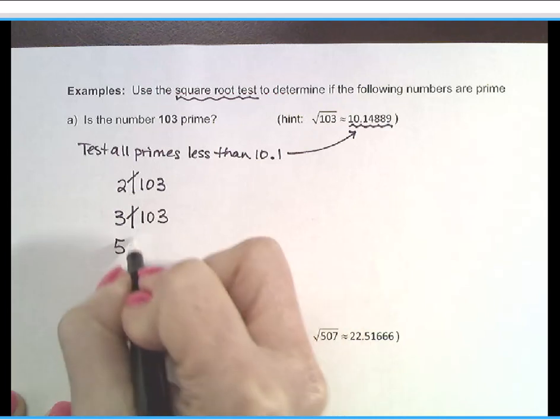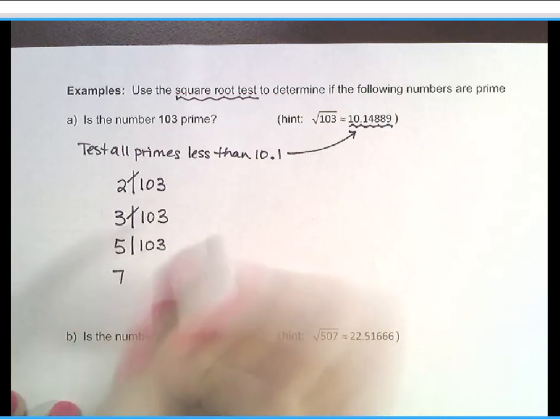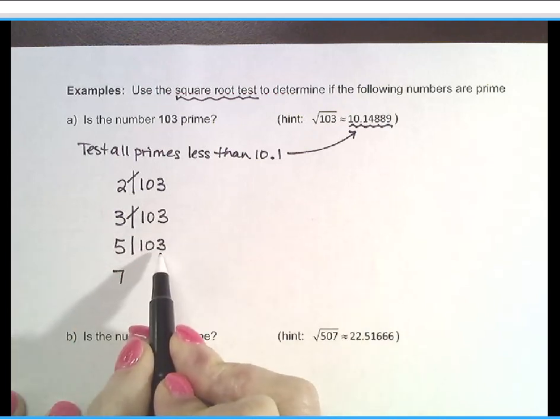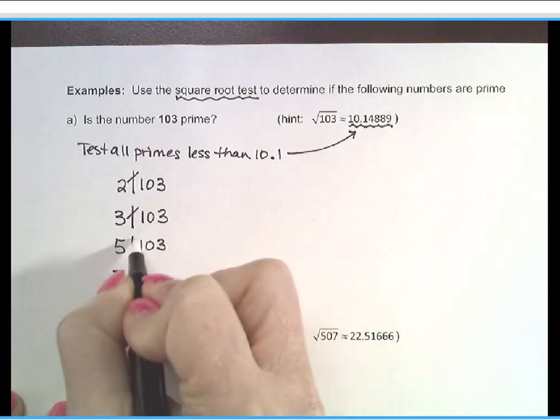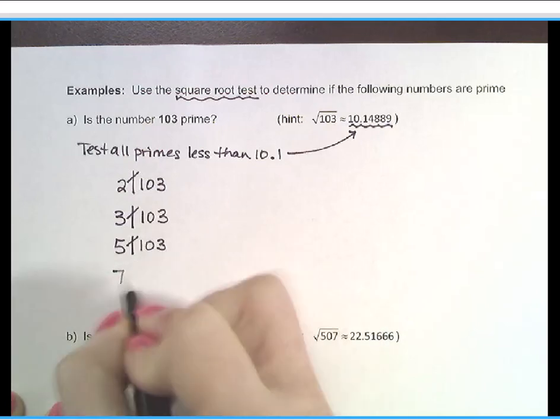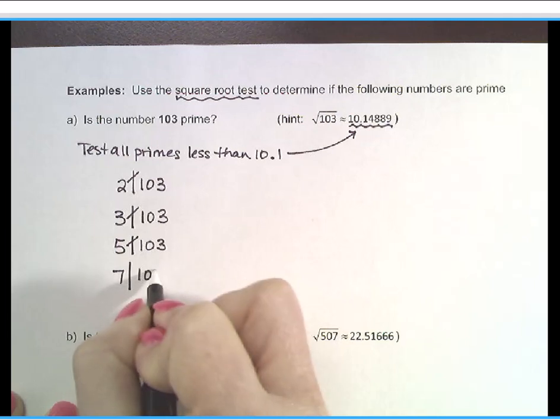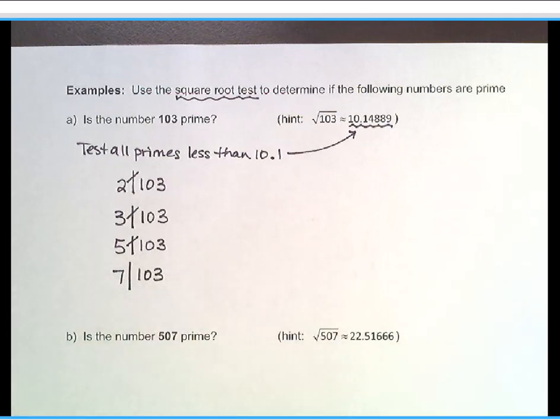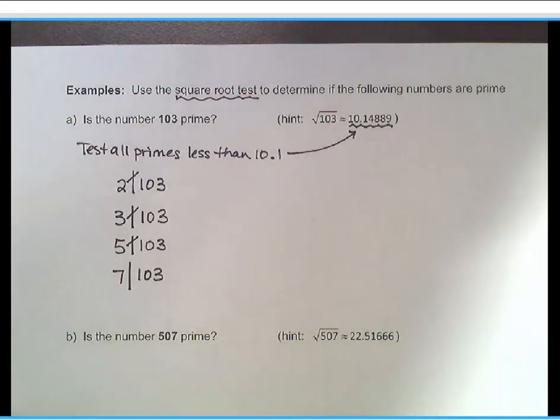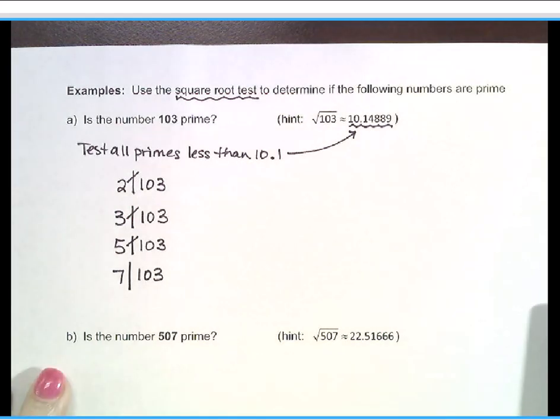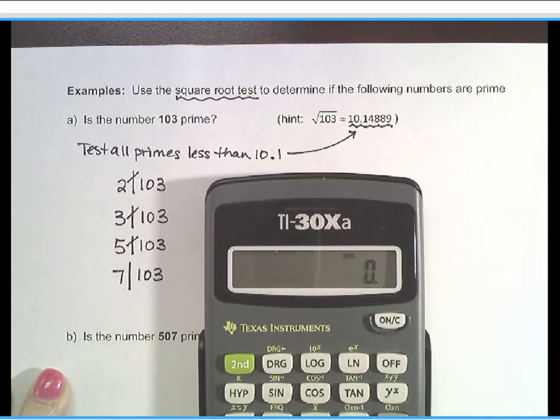How about 5? Does 5 divide 103? How do you tell? You look at the last digit. Is it a 5 or a 0? No. So 5 does not divide it. Now, we didn't talk about the divisibility rule for 7. There is one, and I think it's in your notes. It's in the book if you want to look it up, but I don't ever test on it. So for this one, we can just use a calculator. 103, let's try to divide it by 7. No, it doesn't divide it.